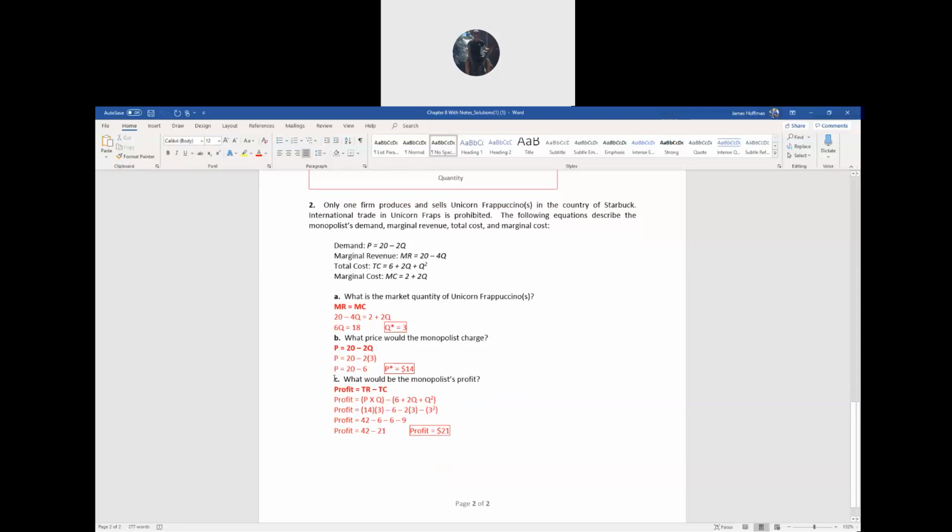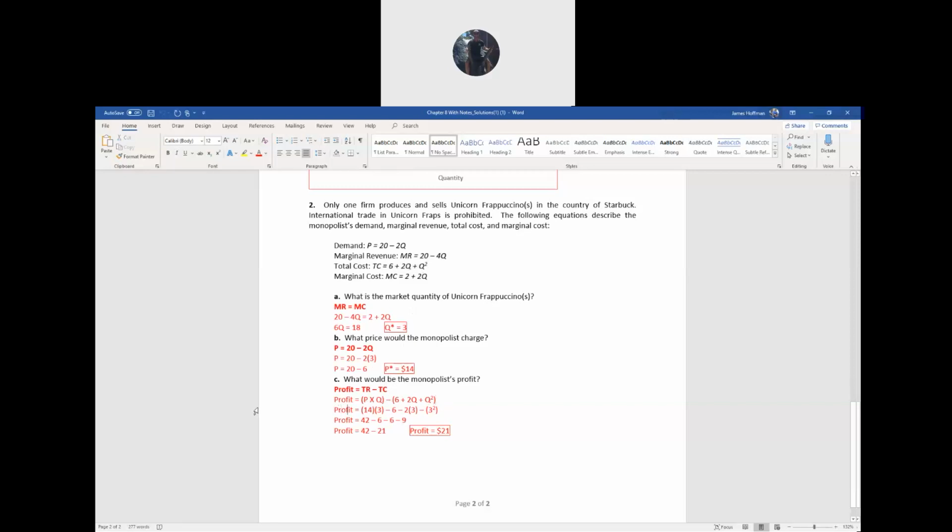All right, and then what would be the monopolist profit? So same thing, profit's total revenue minus total cost. Total revenue is always price times quantity. And then subtract the cost curve, which is given. So we're going to pay those costs at this quantity. So make sure this whole cost curve gets subtracted for total cost.